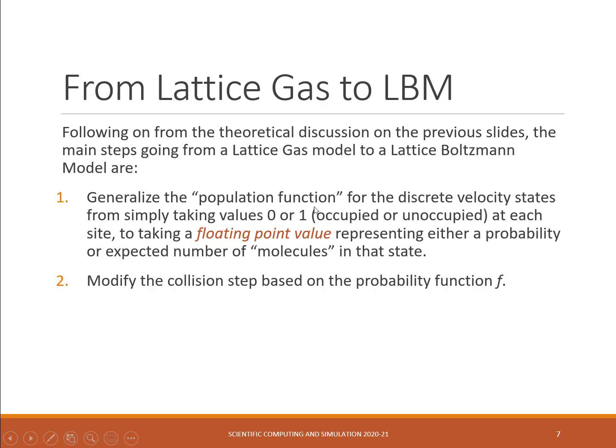If you remember, flock models the local cell state of cells in a lattice gas model using a set of Boolean variables. Since the probability function f in the lattice Boltzmann model has a continuous range, we should generalize the array f to taking floating point values rather than Booleans. These floating point values determine the expected number of particles in that state. In addition, we should modify the collision rules in lattice gas models considering the probability function f.